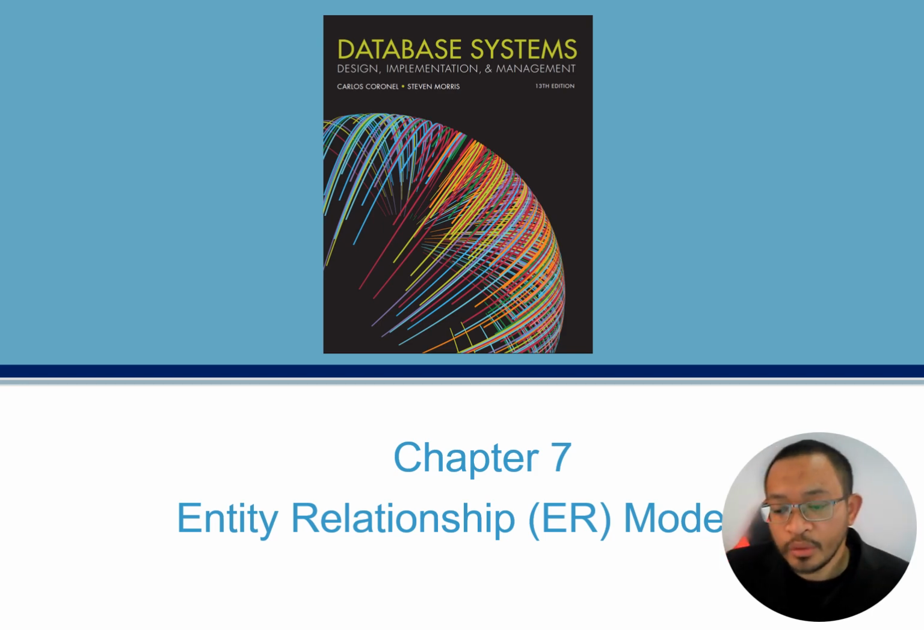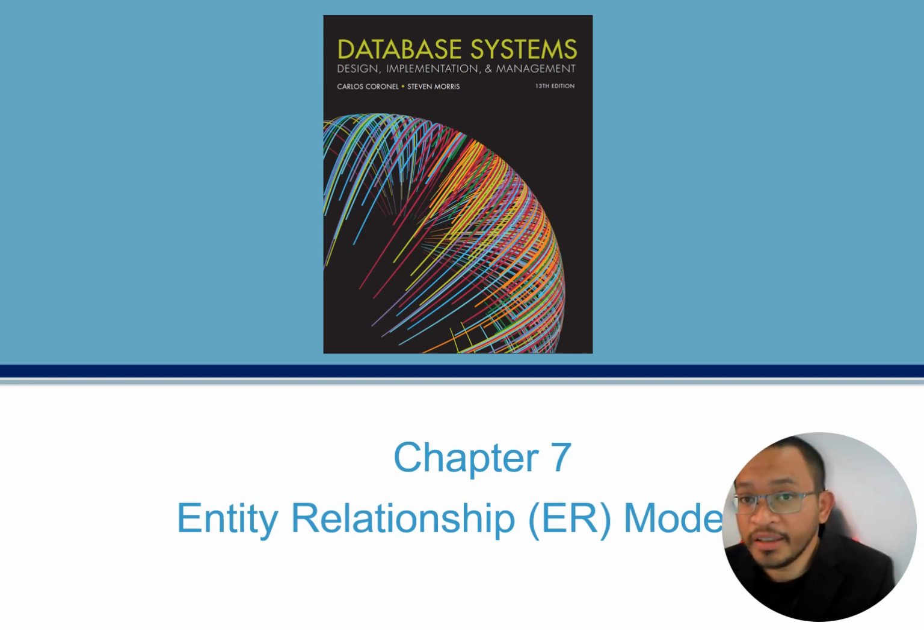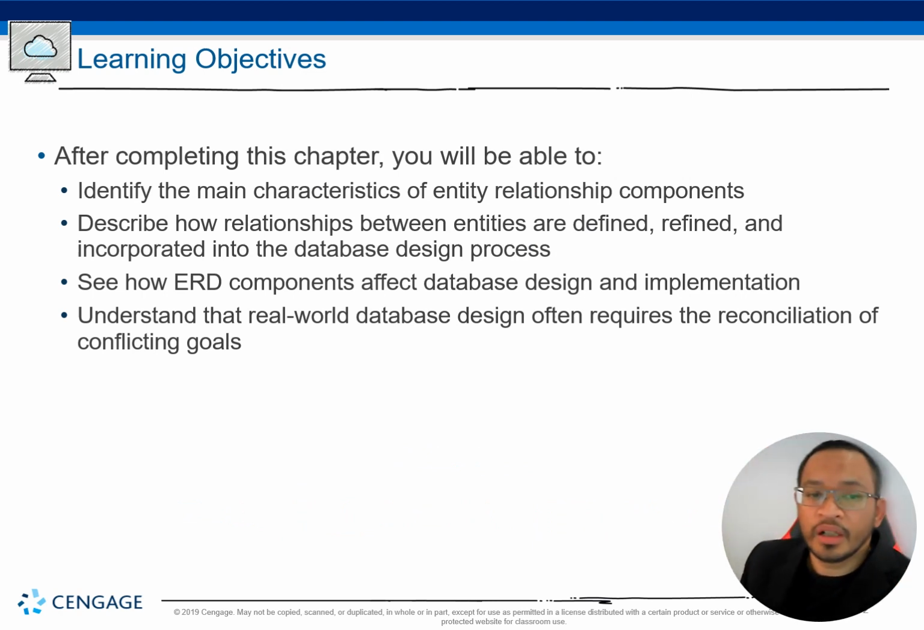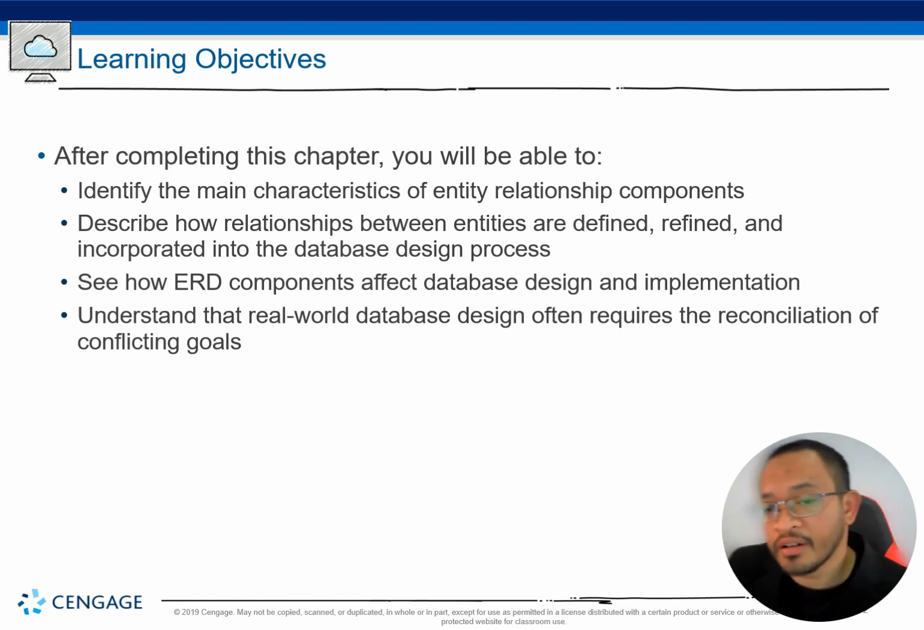So today we will look into chapter 7, which is the development of entity relationship diagram. After completing this chapter, you should be able to identify the main characteristics of entity relationship components. I think we have covered this on the previous topic, which is the entities. You need to have the attribute, and also you need to have the cardinality or relationship.